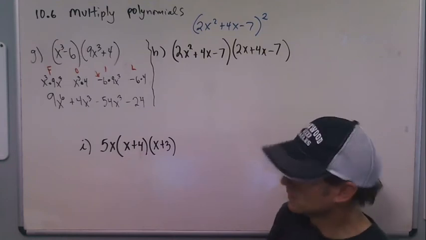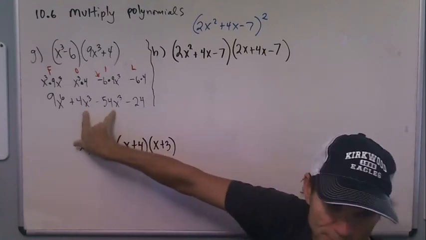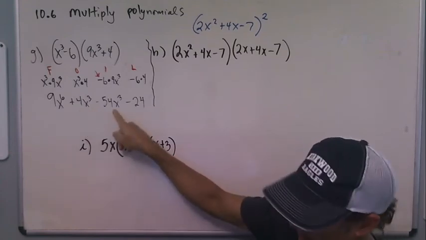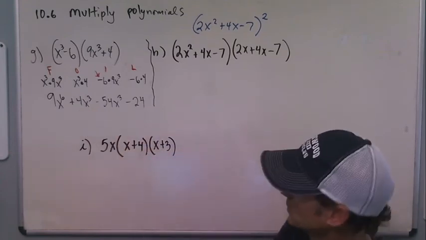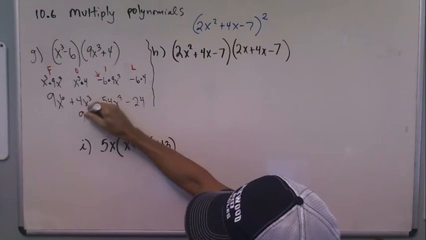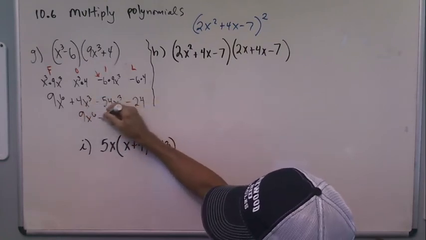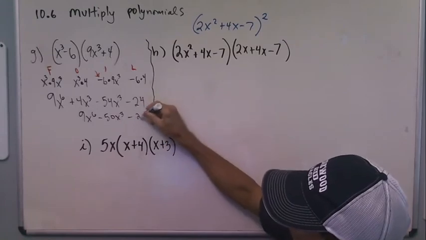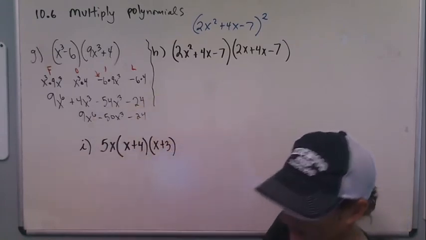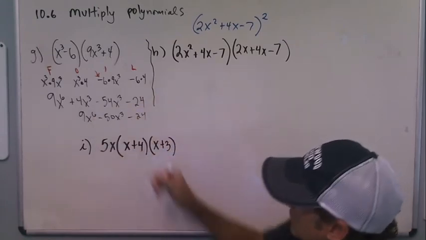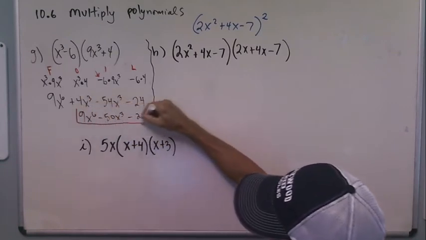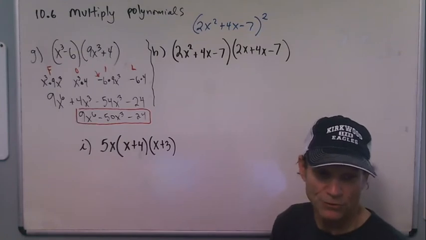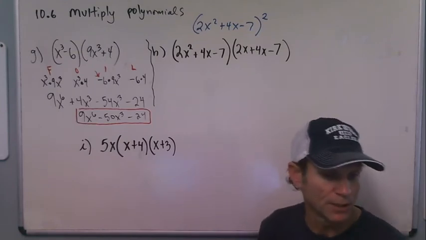Okay. And of course, if we see a match like this, we have to put these together. And so putting these together, I'll get negative 50x cubed. So I have 9x to the 6th minus 50x cubed minus 24. Okay, and that's my answer to G. All right. Now, this is the longest multiplication one you'll have, and I don't know if you'll even get one that's quite this long here.